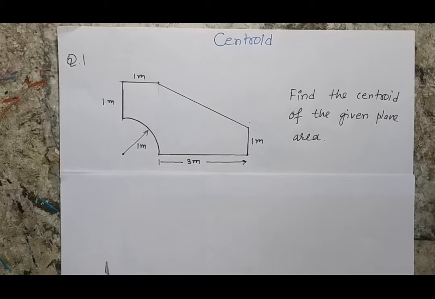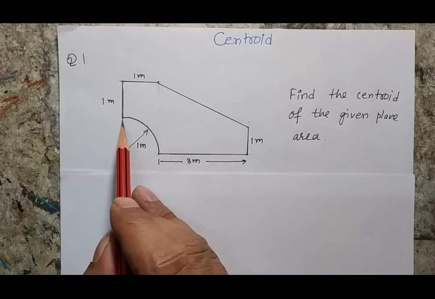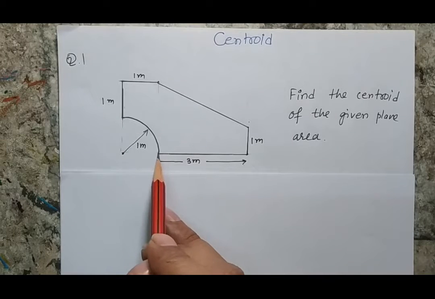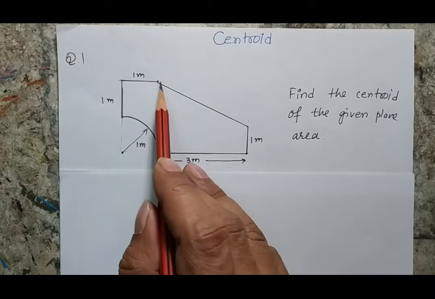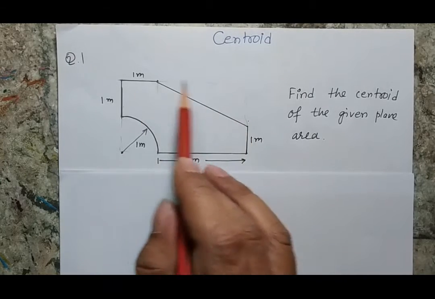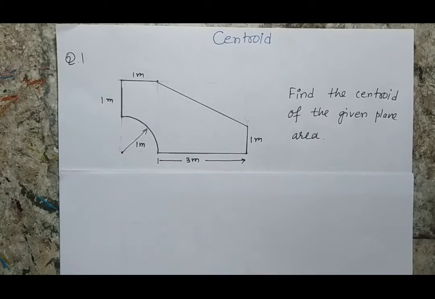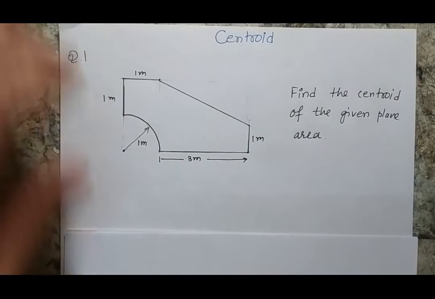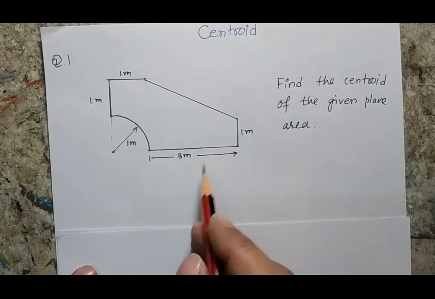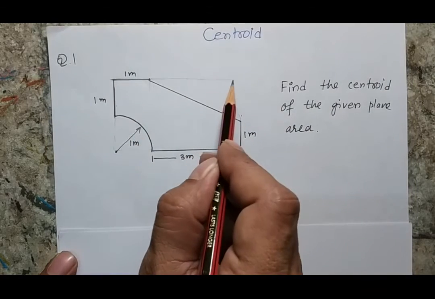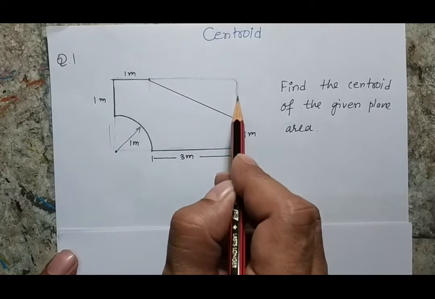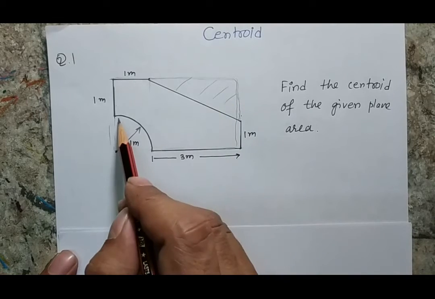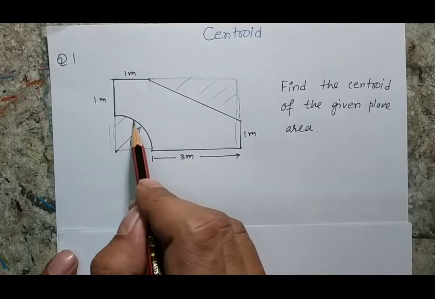So in this problem, if I see carefully, I will be able to identify that there is a semicircular arc which is exactly not there, which is a cutout. There is a triangle, and there will be a complete rectangular body. So I can identify three different cross sections in my problem. One cross section will be this complete large rectangular body. Then there will be two cutouts. One cutout will be of this triangle, and the second cutout will be this semicircular body.